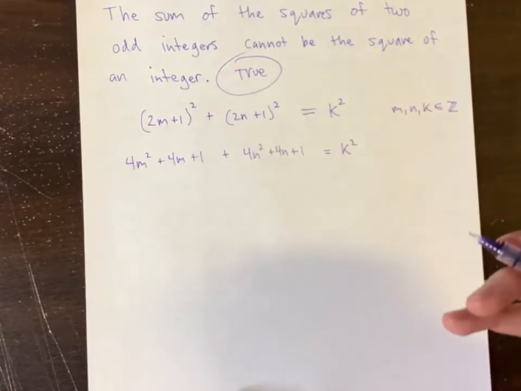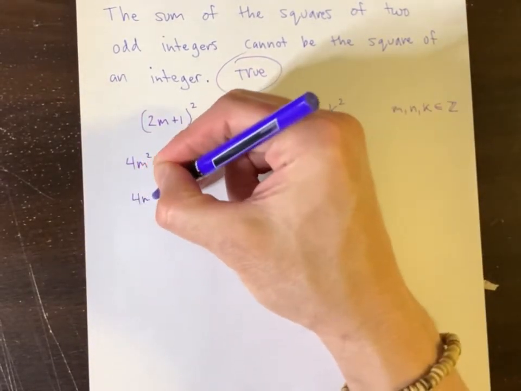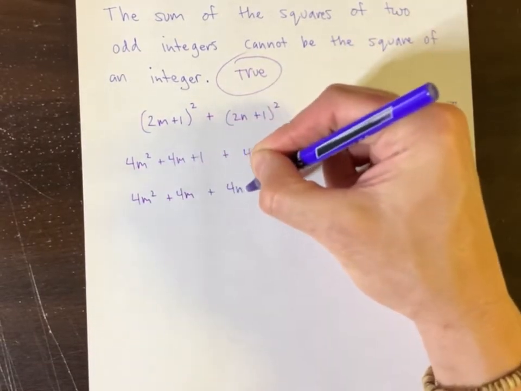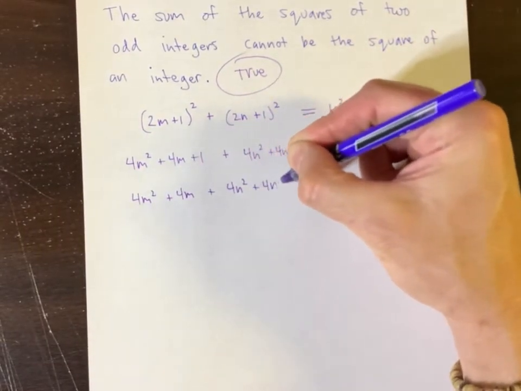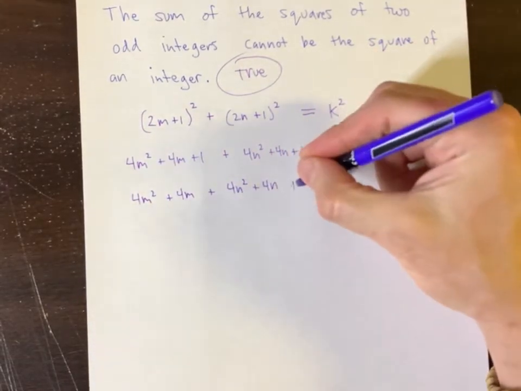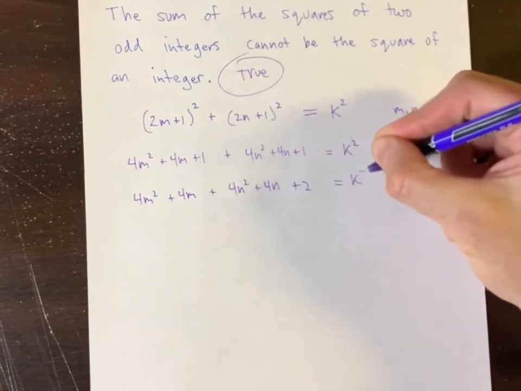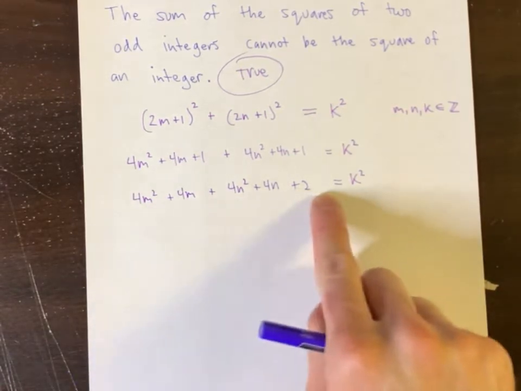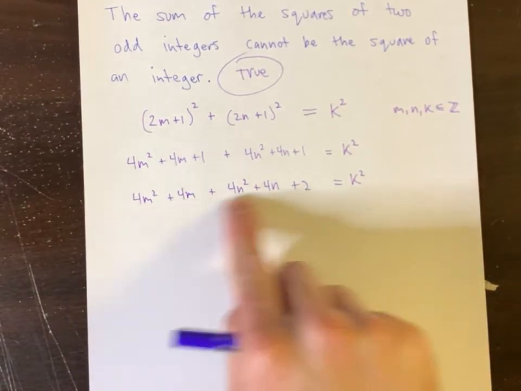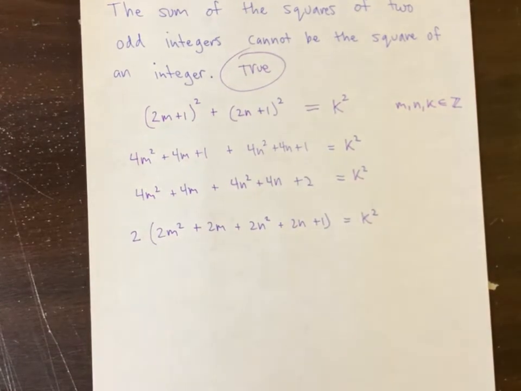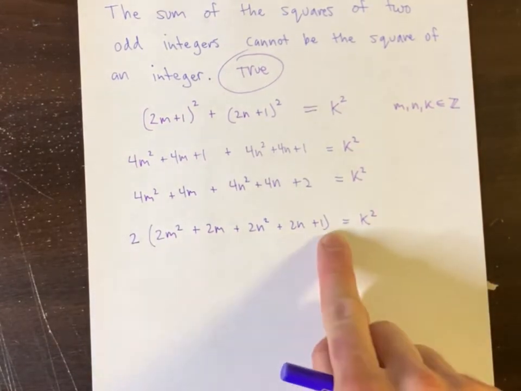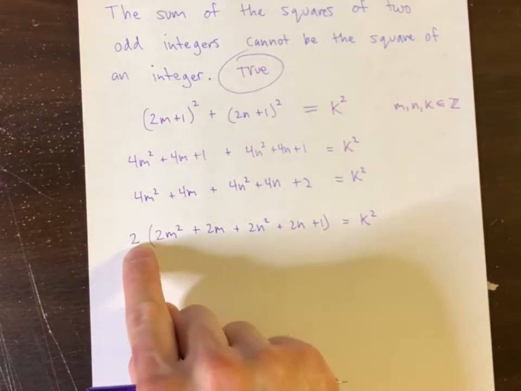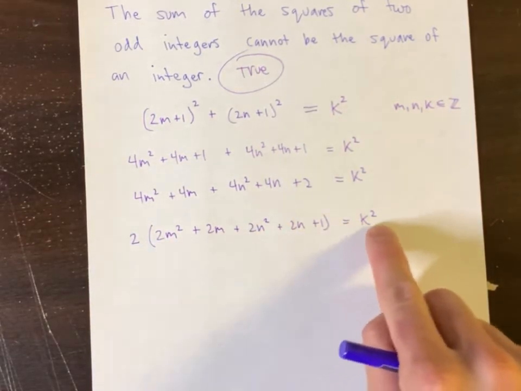Let's combine like terms a little bit. This will be 4m squared plus 4m plus 4n squared plus 4n. I'm going to combine the 1 and 1 to give us a 2. I'll leave the k squared alone. Now what I want to do from here is take out a 2. Here's what I want you to see: 2 times blah, blah, blah equals k squared. You know what that means? That means that 2 can divide k squared.